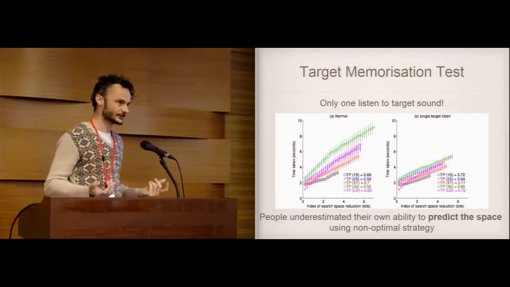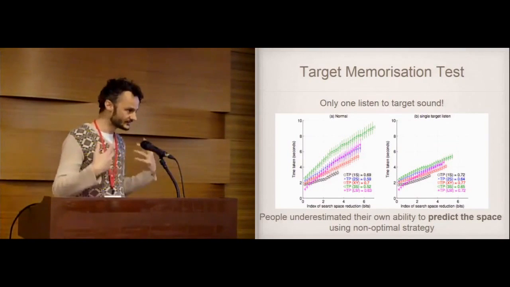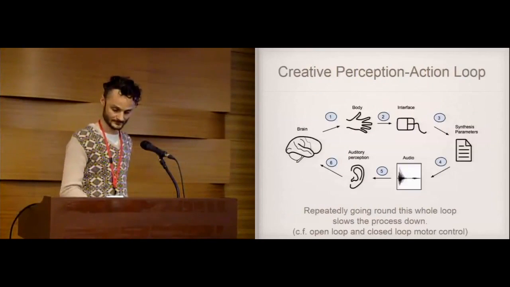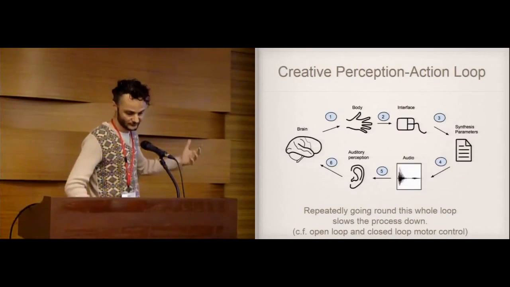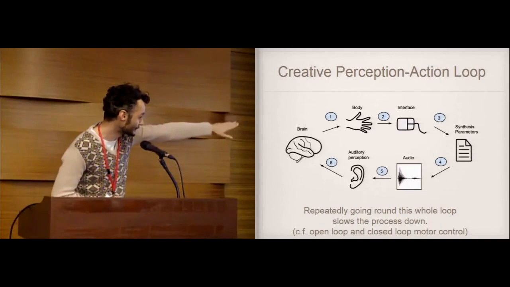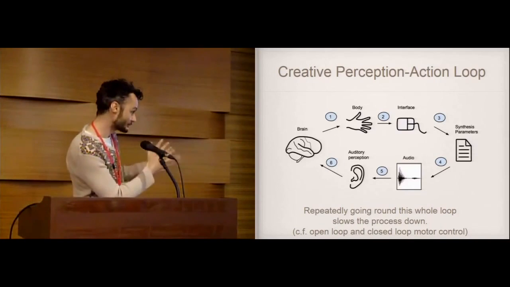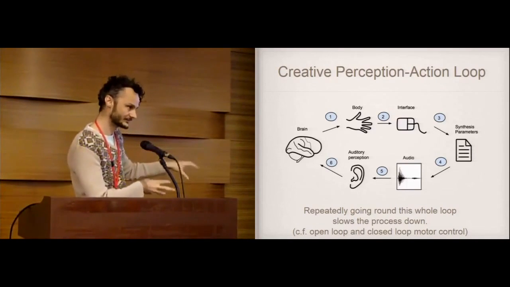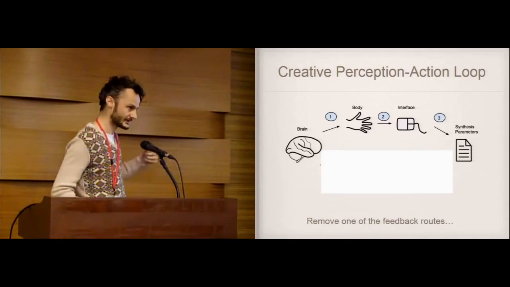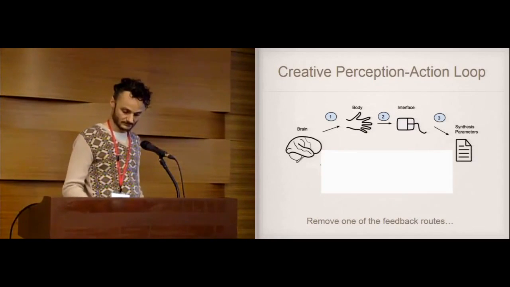So this is kind of interesting. There's something about people's default strategy being to rely on just listening to the sound over and over again when they could be doing this much more quickly. So this has got to do with this kind of perception action loop where your brain is trying to control the body, controlling the interface, and then the parameters are getting rendered as audio, and you're listening and comparing your goal with what you've actually got. And if we take away that feedback, people are actually more effective at doing this task. And this is kind of interesting.